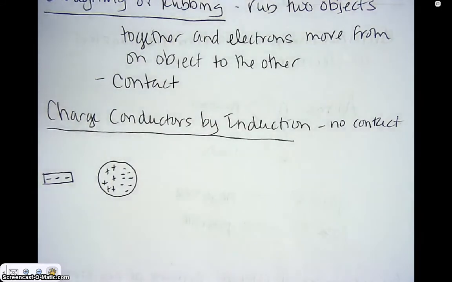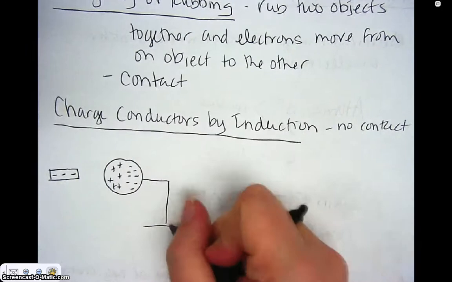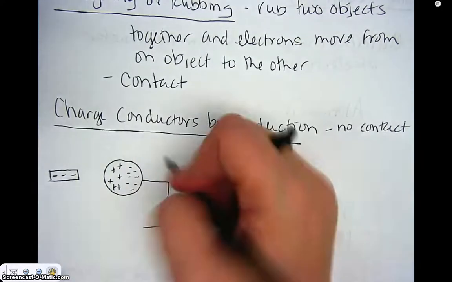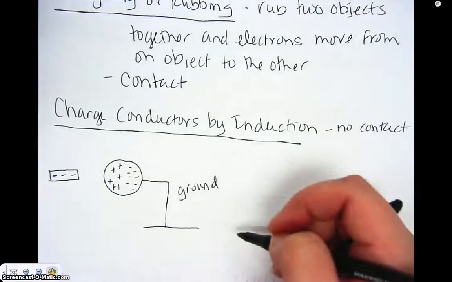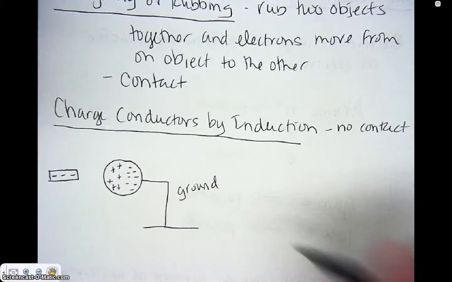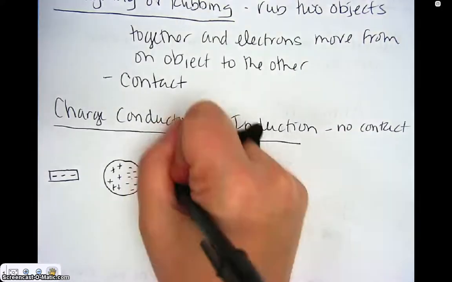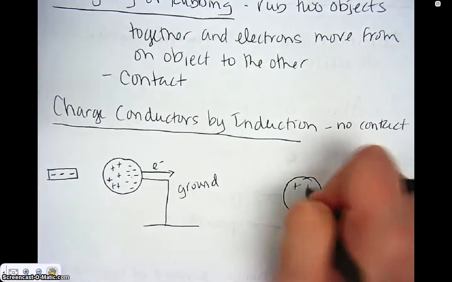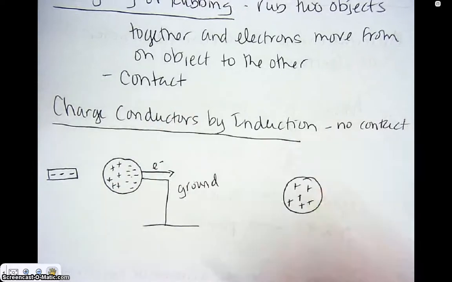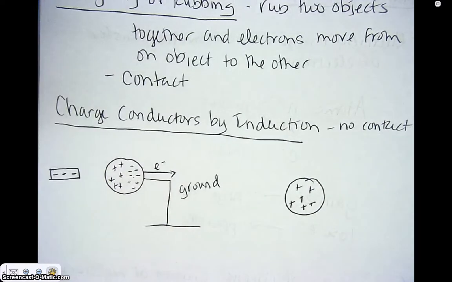Then we have another part where, if we were to attach that conducting sphere to a grounding wire, this is called a ground. Essentially, it's attached to the ground, that's why it's called that. And the electrons are going to move from the conducting sphere to the Earth. So the electrons will leave, and they will go from the conducting sphere to the Earth. So essentially what you have left is a positively charged sphere because some of those electrons have left. And that is charging by induction. So we have charging by rubbing, and we have charging by induction.